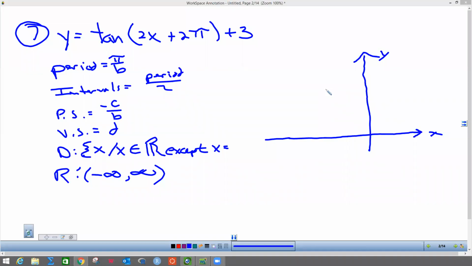All right, so this is the graphing tangent, cotangent worksheet. We're going to do number 7. What did I already do with the 2 that was in front of the parentheses? I distributed the 2. Please do that first, okay? And now we're going to find all these parts for us.